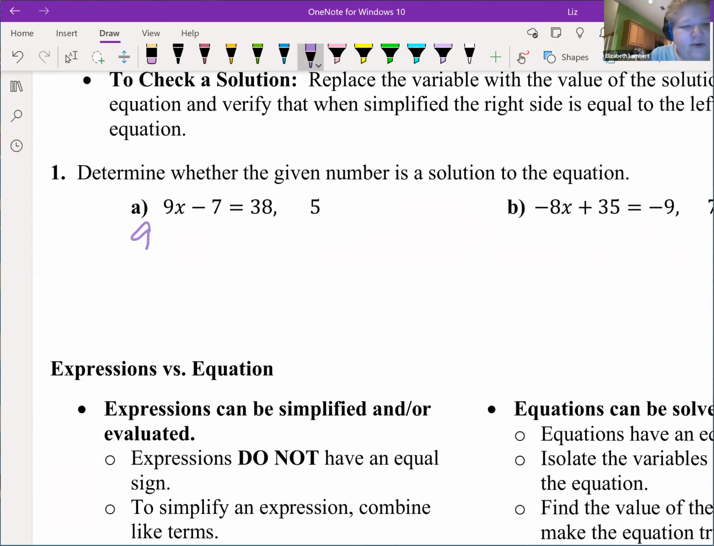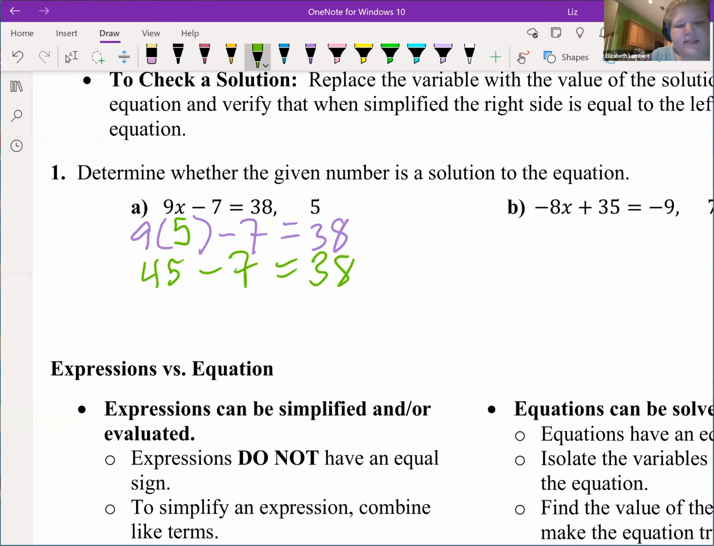Now, in order to figure that out, we're just going to substitute 5 in place of the x. So I'm going to write down everything except where the x goes. And now we'll just put a 5 in there. And now we're just going to work it out, order of operations. So 9 times 5, multiplication before the subtraction. So that is going to be 45 minus 7. And so 45 minus 7 is 38. So 5 is a solution.